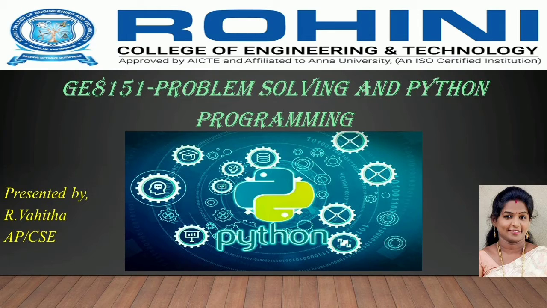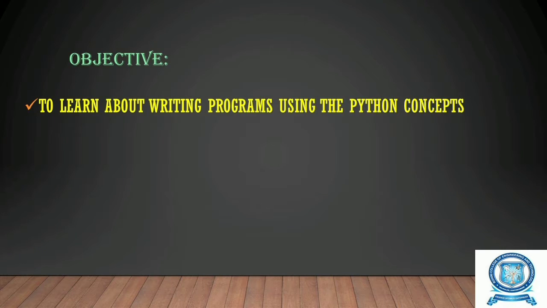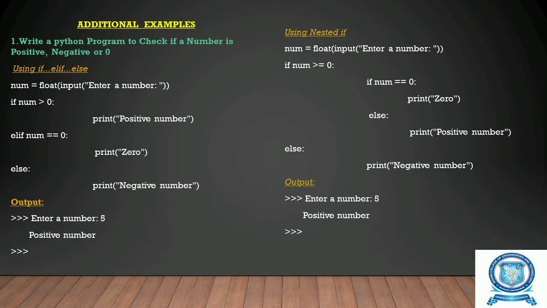I am here to explain a few concepts of the subject GE 8151 Problem Solving and Python Programming. We are dealing with Unit 3, that is Control Flow and Functions. The topic explained here is some illustrative programs. The objective of learning this program is to know how to write programs using the Python concepts. Let us see some examples.